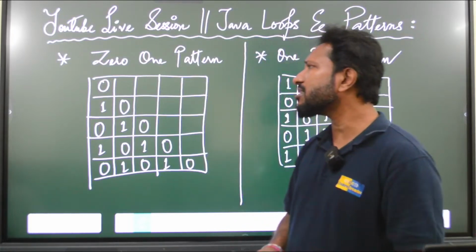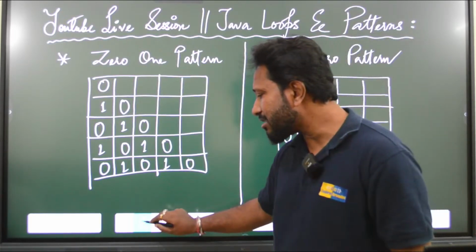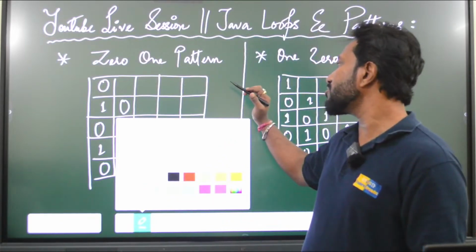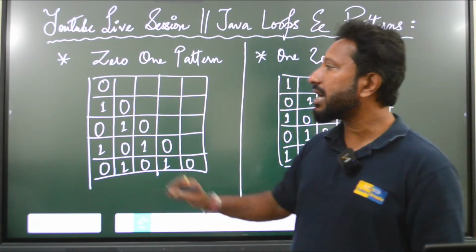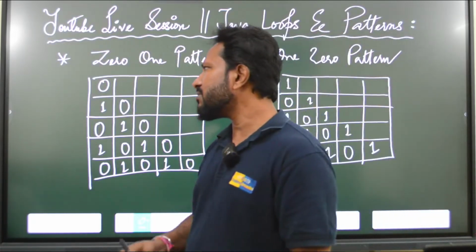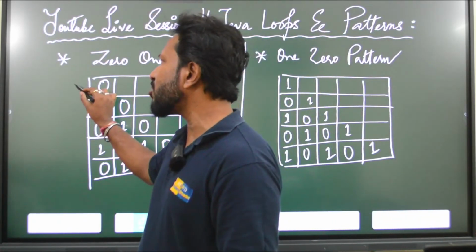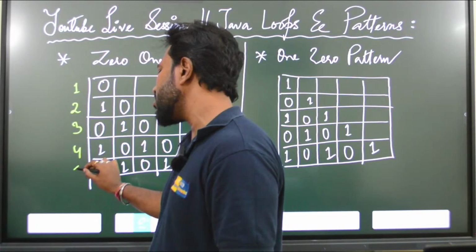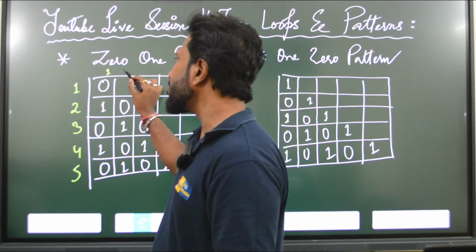So guys, most of the time what we do is we try to find the solution by writing from 0. Let's do one thing. Today I will start writing from 1. So I will take 1, 2, 3, 4, 5. 1, 2, 3, 4, 5.